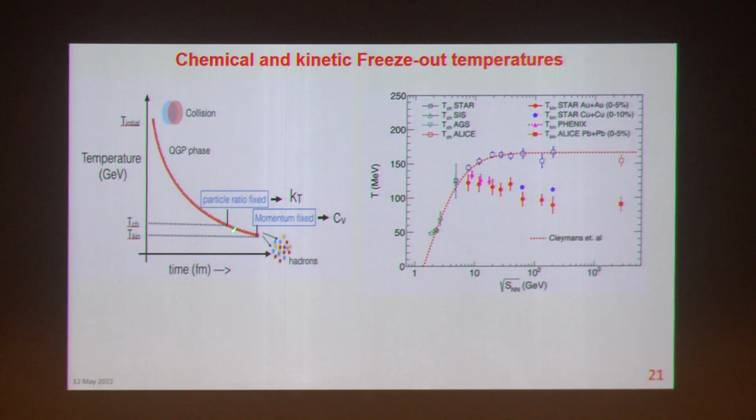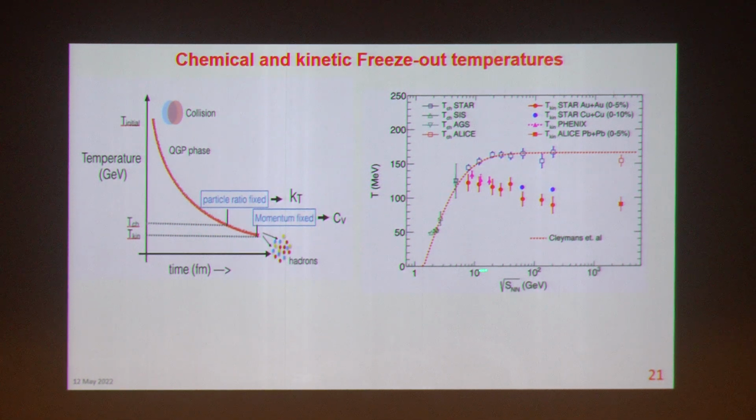Once the particle ratio gets fixed, you get a chemical freeze-out temperature. From there I want to extract some parameter, which I call compressibility. Then the momentum gets fixed, and then we get an isothermal compressibility and specific heat. So I will talk about that.